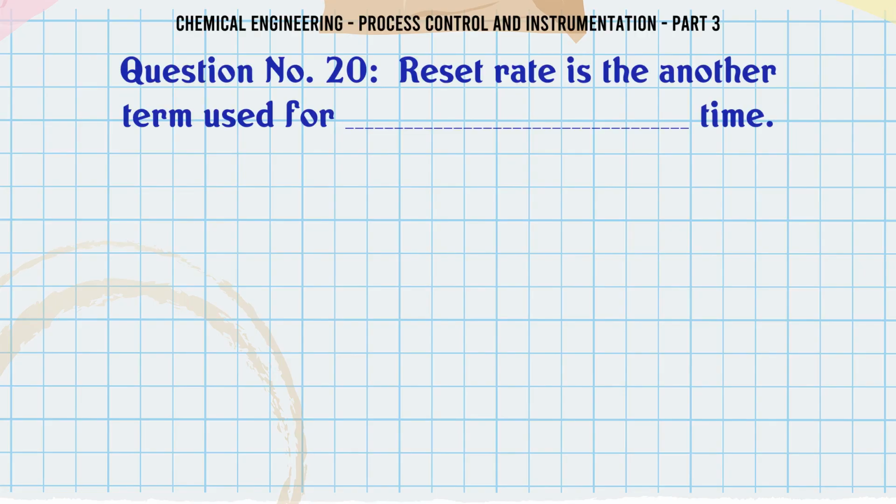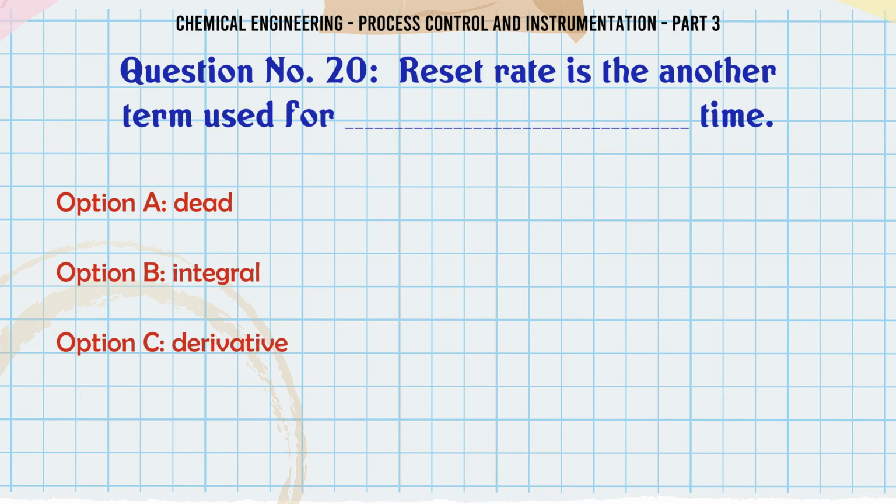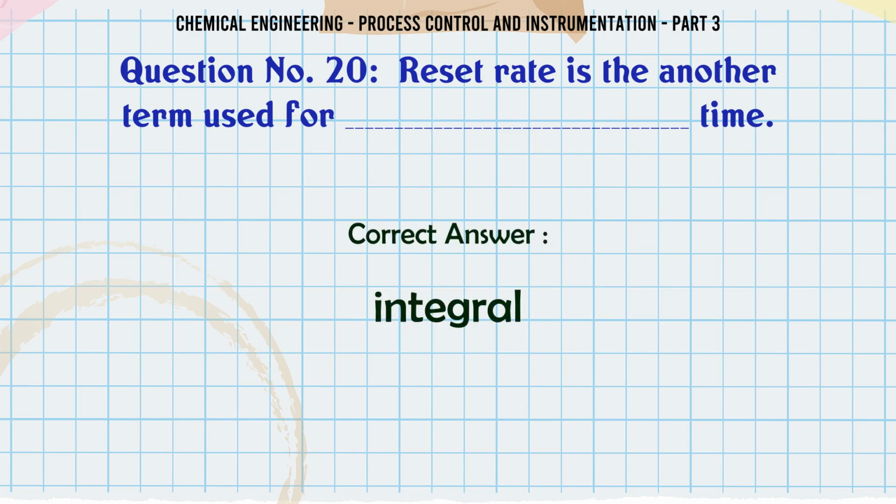Reset rate is another term used for time. A. Dead, B. Integral, C. Derivative, D. None of these. The correct answer is integral.